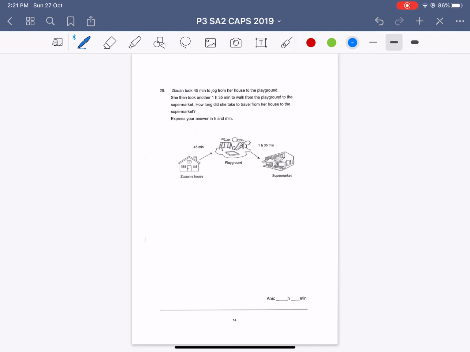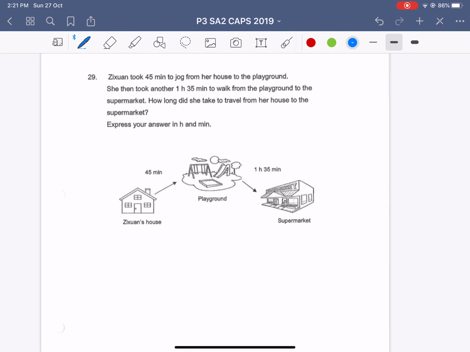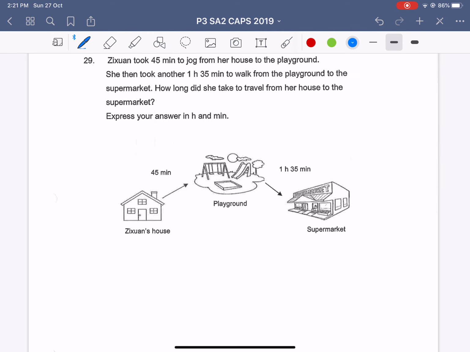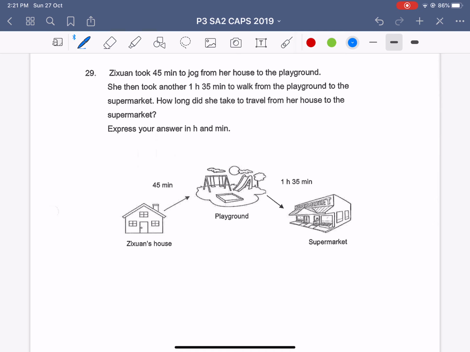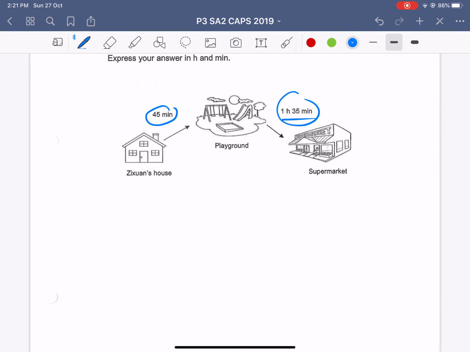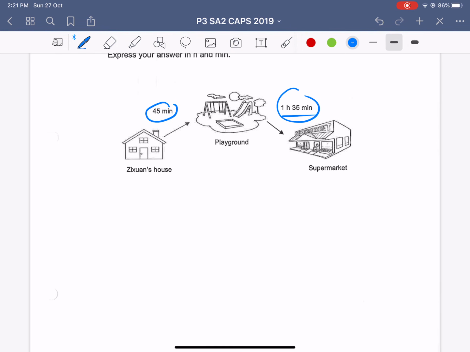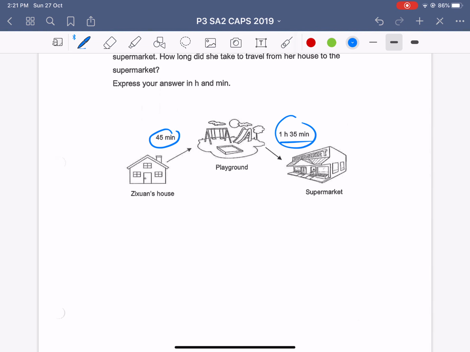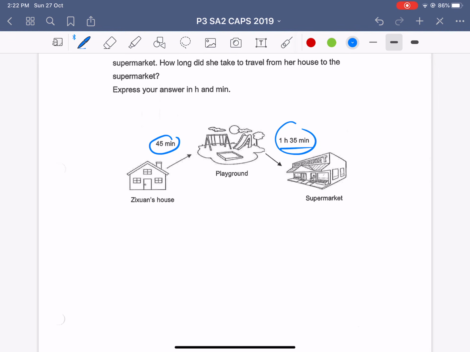Okay, our last 2 questions. So here, Zixian took 45 minutes to jog from her house to the playground, and then another 1 hour 35 from the playground to the supermarket. So in total, from the house to the supermarket, what is the total time? Okay, so this is about addition. How long did she take to travel?